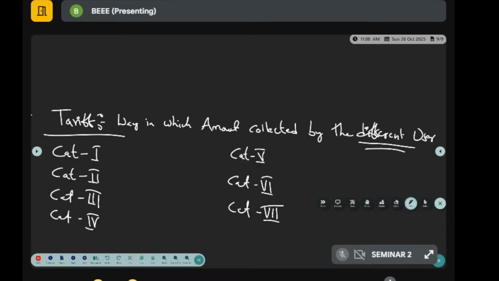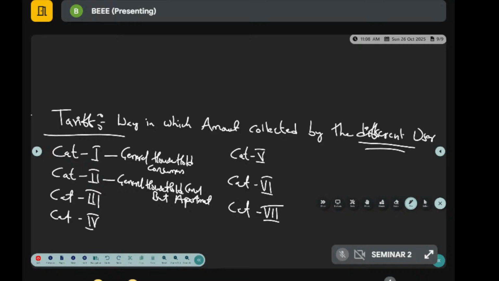In general, the users are categorized as 7. Category 1 is nothing but general household consumers. The second one is also general household consumers, but if they live in an apartment or in a gated community, they will charge another amount.